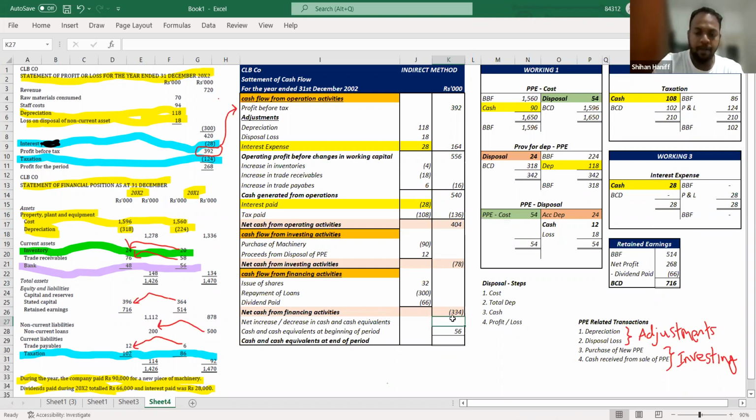Minus 8, 48. So you can double check with the question. This should be equal to 48.